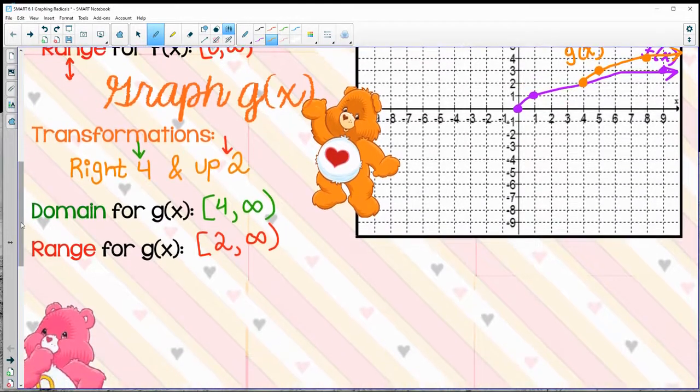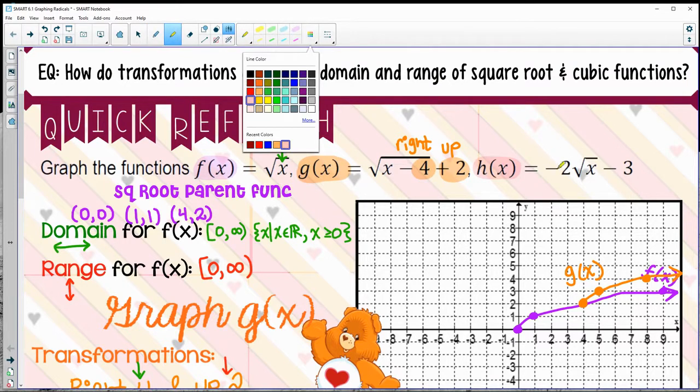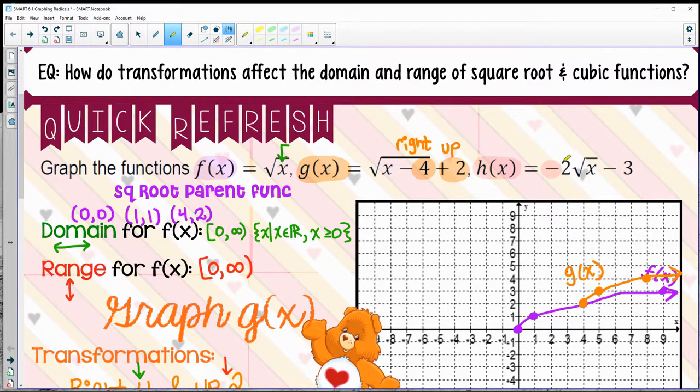All right, h of x was probably the trickiest of the three because there were actually lots of transformations to take a look at. I have an exterior -, I have a 2, and I have a -3. So there's really nothing on the inside with x. So it's really after I square root that I have all these changes. Like this one, I'm going to subtract 3. So that's going to shift everything down by 3.